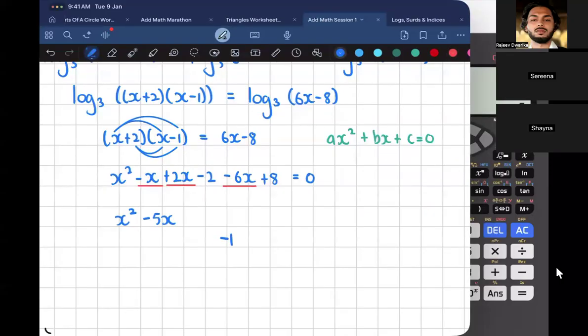For anybody that's confused, watch: minus 1 plus 2 is 1. And then 1 minus 6 is minus 5. That's all again, minus 5x. Right?